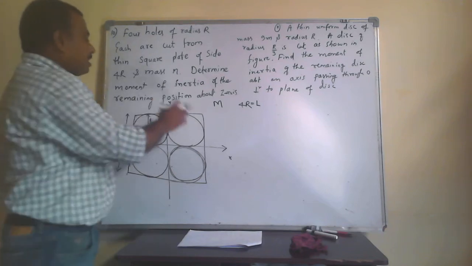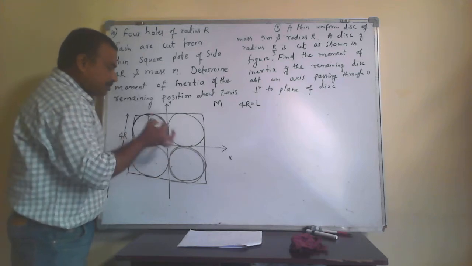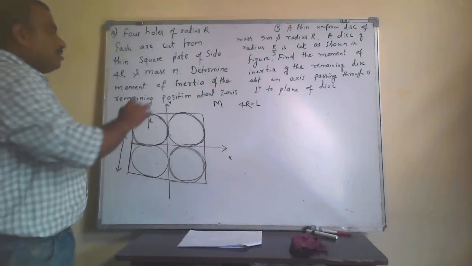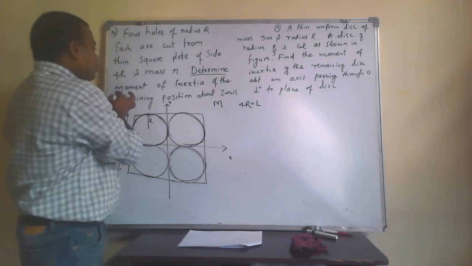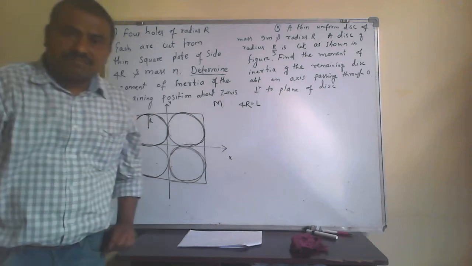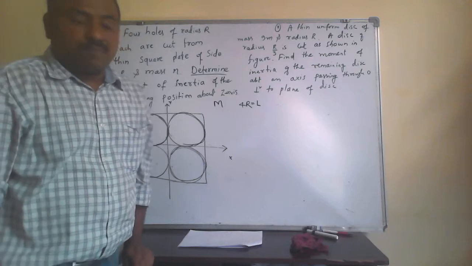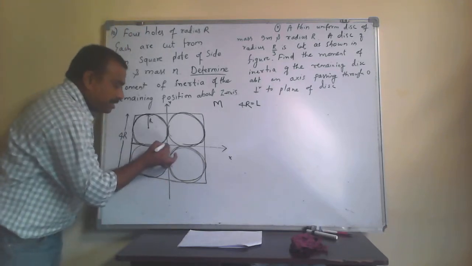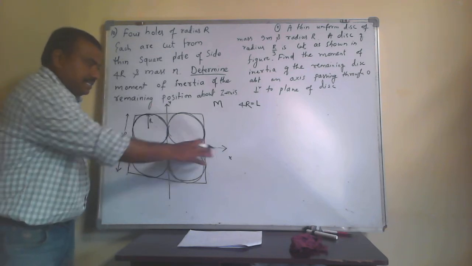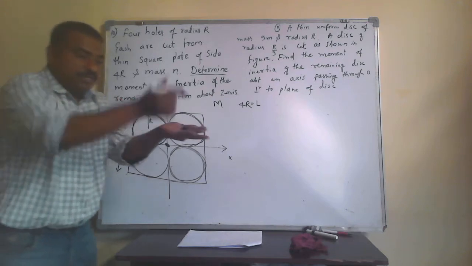From this square plate, they have cut four holes in the form of a disc and removed a part. They have asked you to determine the moment of inertia of the remaining portion about the z-axis. Z-axis means perpendicular to the plane of the square plate. This is the xy plane, but about the z-axis you have to calculate.